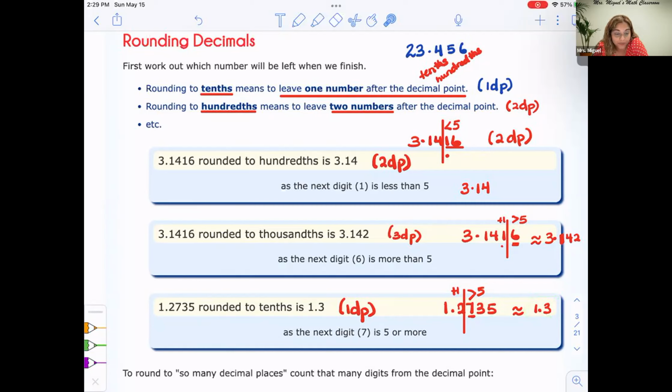Are we okay so far? Yeah, Miss. Is there anybody who doesn't understand how to round decimals or how to approximate decimals?